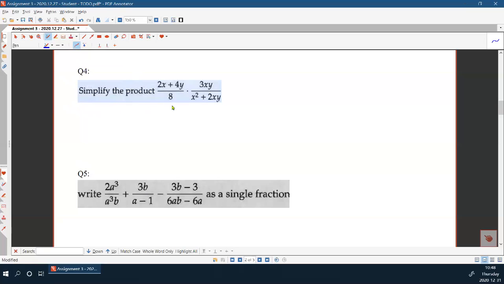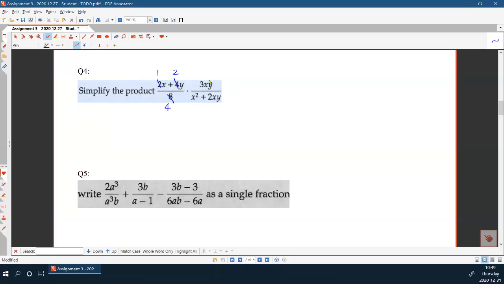Question 4, simplifies a product. Okay. By observation, to simplify this product, it's better for us to simplify each term first, right? Because first term, we can cancel a 2 on both the denominator and the numerator. So here we left a 2, here is 1, here is 4, right?